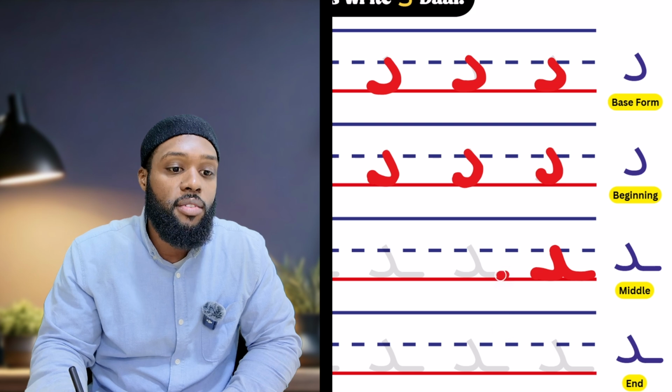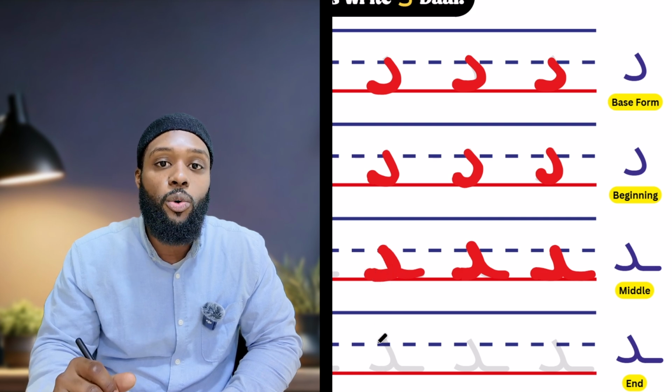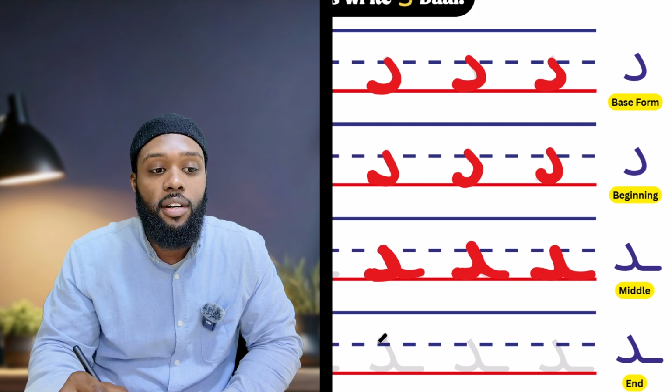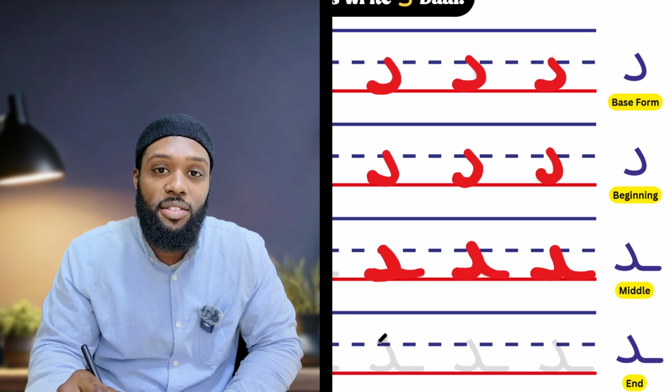One more time. And again, start with that tail shape, straight up, and then back down and into that curved backwards lowercase c type shape. Okay, so very simple, very easy as opposed to the letter Jim or the letter Kha. But I'm sure you guys have mastered that by now.